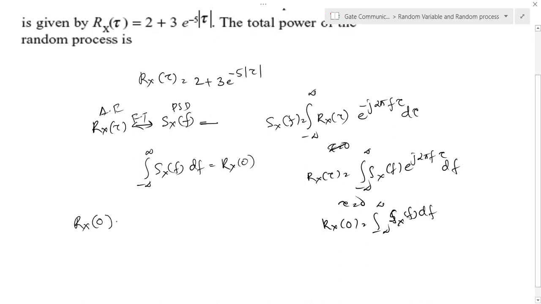You can substitute tau is equal to 0 in this particular equation. So it becomes 2 plus 3 e raised to minus 0. So you can write it's 2 plus 3, which is equal to 5. So total power of this random process is 5 watts. Okay.